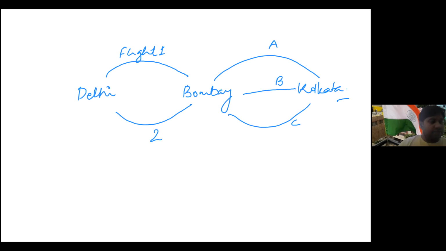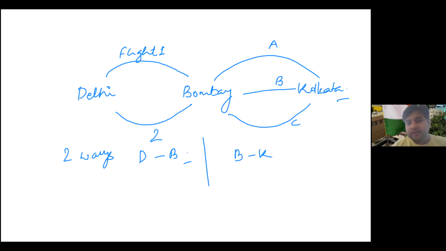So there are two ways in which you can fly from Delhi to Bombay, correct? Either you will take flight 1 or you will take flight 2. And then say you've taken flight 1, so you used that one way, and then you reached Bombay. And then from Bombay to Calcutta, there are three ways to go. So once using one way you have reached Bombay, then there are three ways.